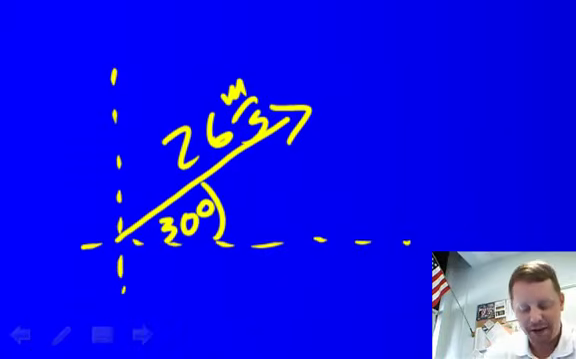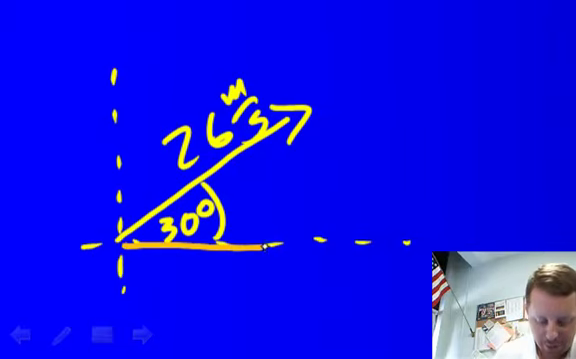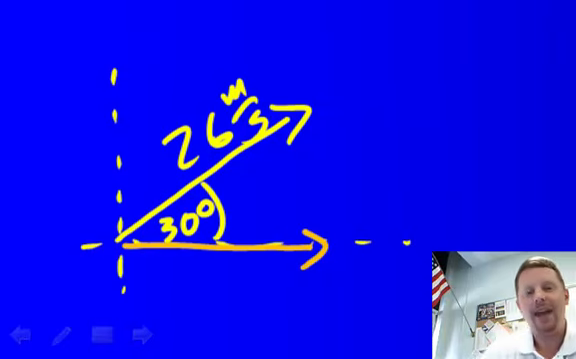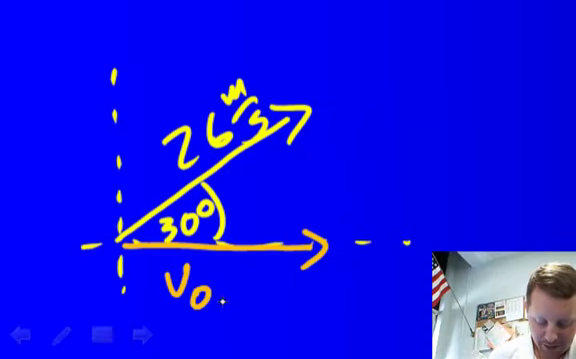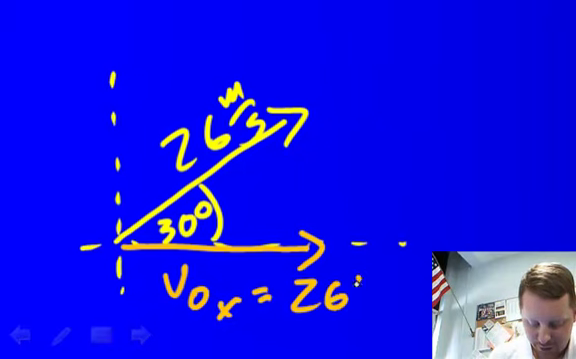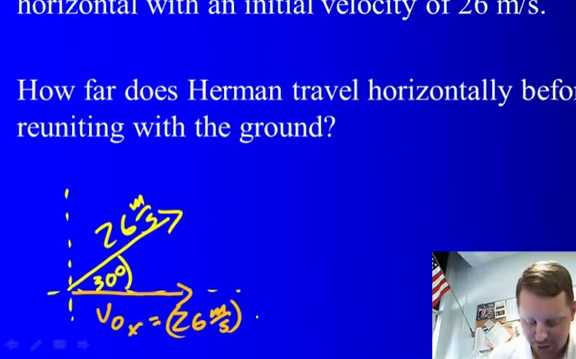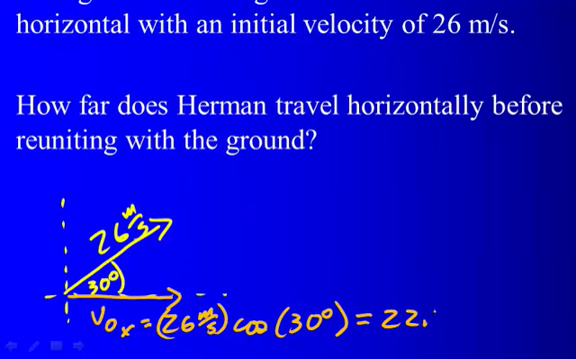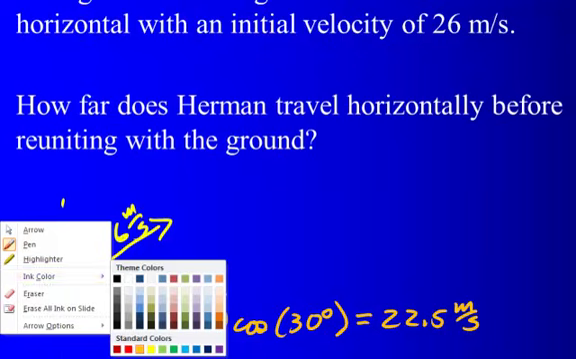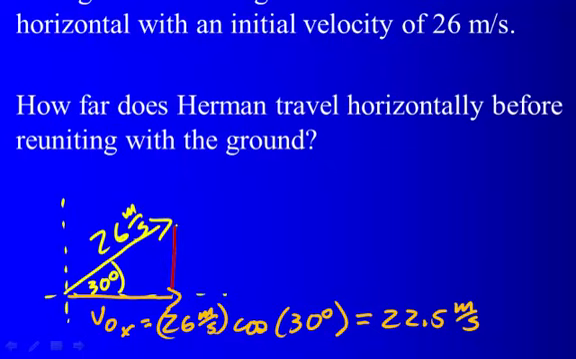Now, what I need to do is break this up into horizontal and vertical components that we can use. Well, the horizontal component, and if you don't remember these, go back to our scalar and vector lecture video, and it goes through this process, V naught x is going to be 26 meters per second, our total initial velocity, times the cosine of our angle, which is 30 degrees, should come out to be something right around 22.5 meters per second.